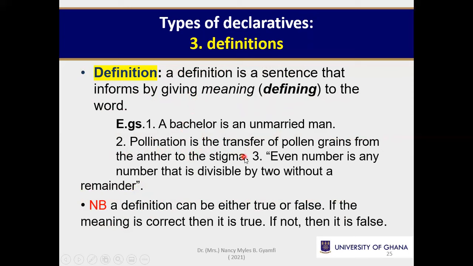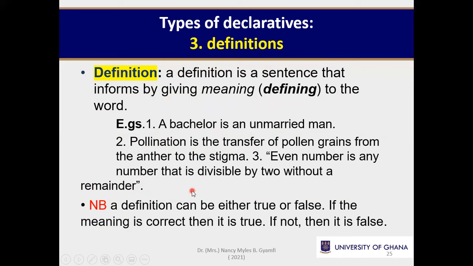Pollination is the transfer of pollen grains from the anther to the stigma. I am showing you how to use the word pollination. So the unknown word here is pollination, the definiendum, and then the other words are what? Definiens, what I'm using to give you the meaning of the definiendum word pollination. And so definiendum plus definiens will give you definition.